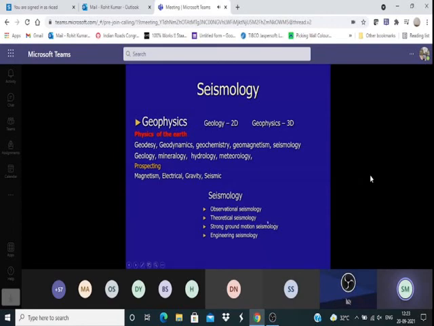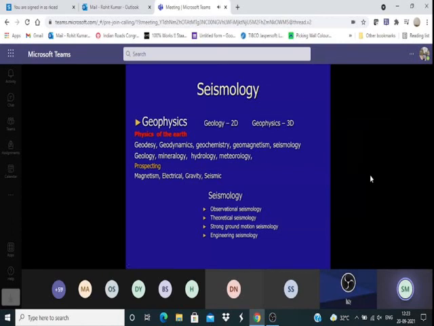But in this ground motion, strong ground motion is of specific use because of the damage to our built environment. And here comes earthquake engineering. So this is nearer to earthquake engineering. Then what is engineering seismology?